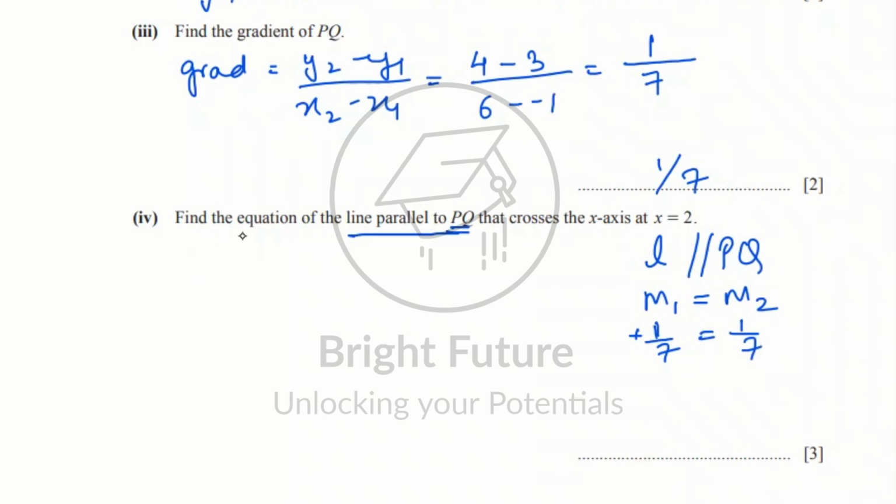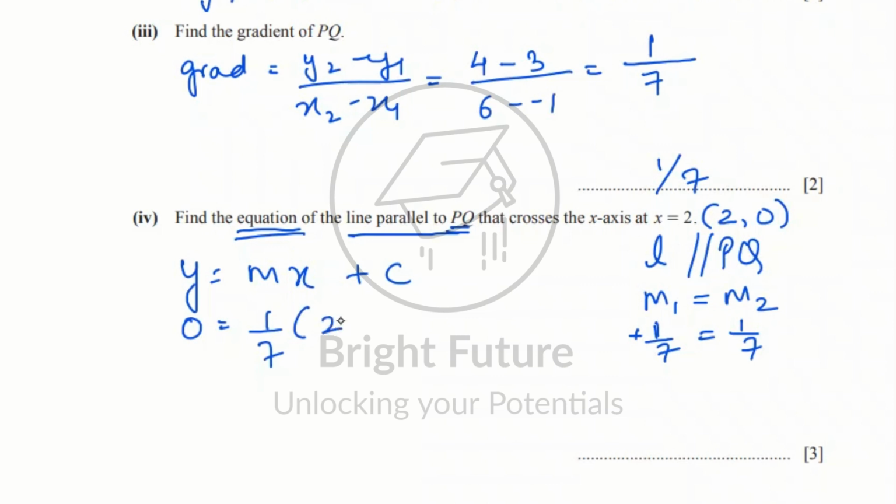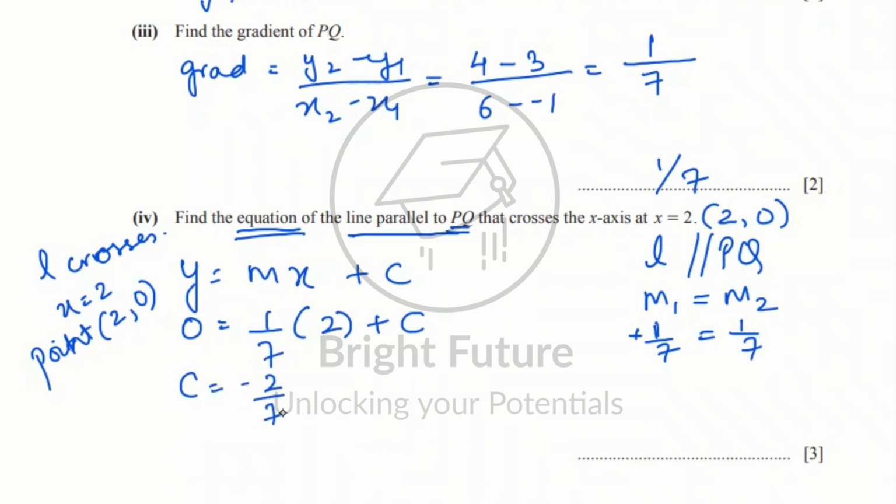Now the equation for a straight line is y equals to mx plus c. Now it crosses the x-axis at x equals to 2. That means the coordinates of this point is 2 and 0. So y is 0, m is 1 upon 7, x is 2. The point will be 2 and 0. So we substitute these values into it to find out the value of C. So value of C is equals to minus 2 upon 7.